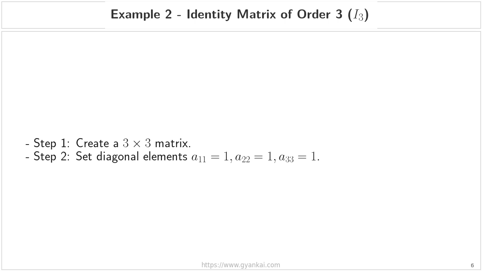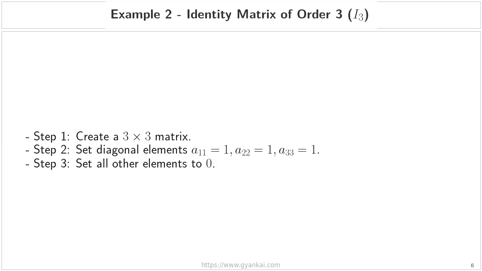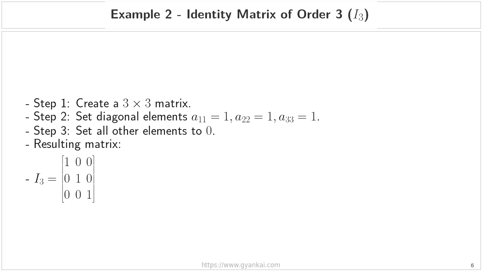In step 2, we focus on the principal diagonal. We set the elements a sub 1,1, a sub 2,2, and a sub 3,3 all equal to 1. These are the positions where the row index and the column index are identical. For step 3, we simply fill all the remaining positions in the matrix with 0. This results in the identity matrix of order 3, which we denote as I sub 3.